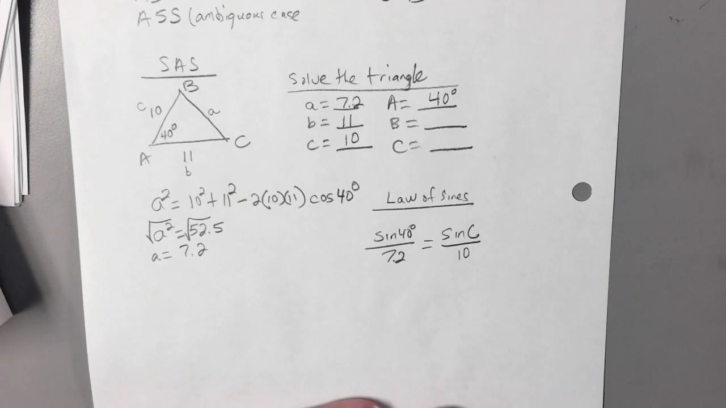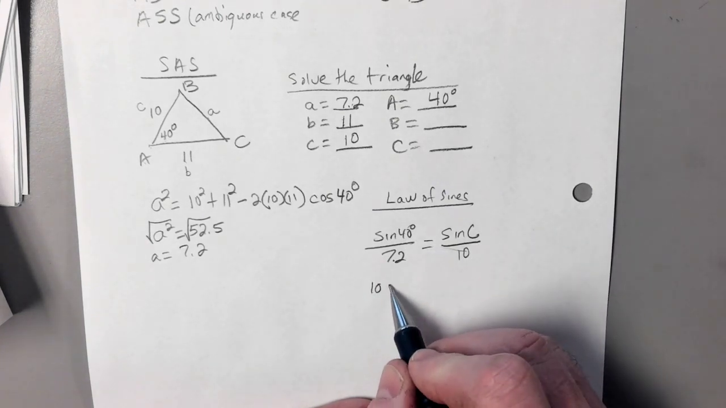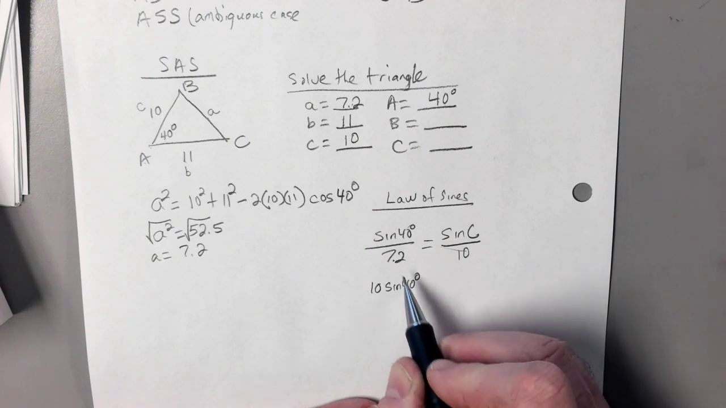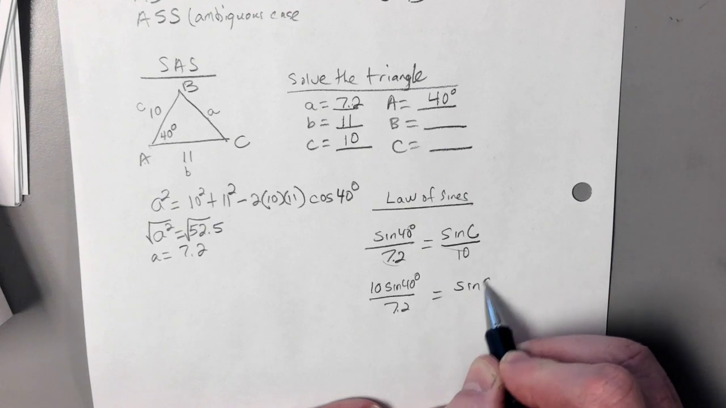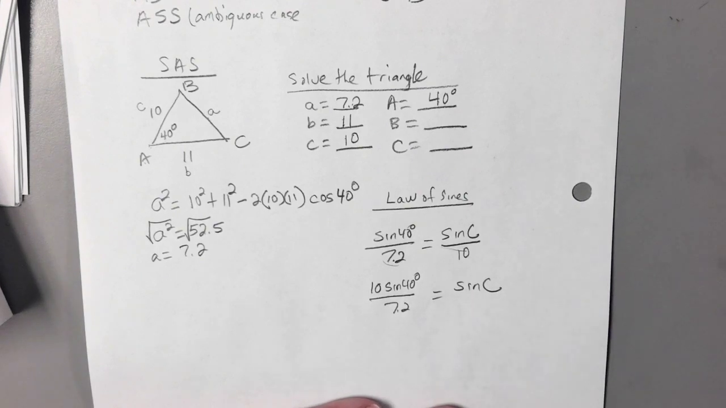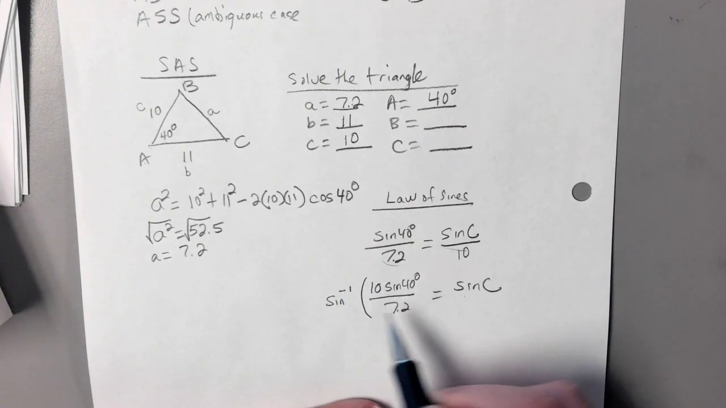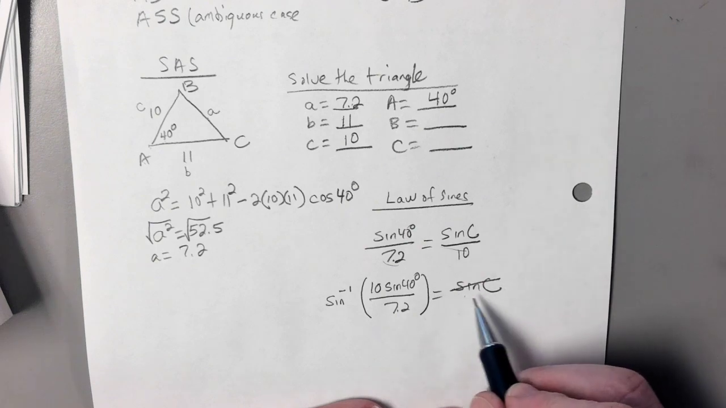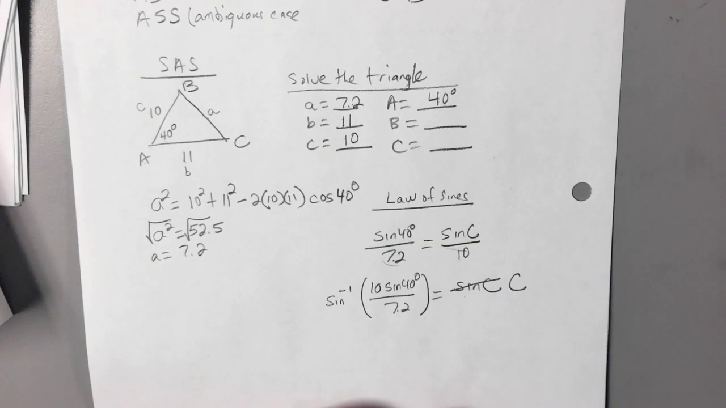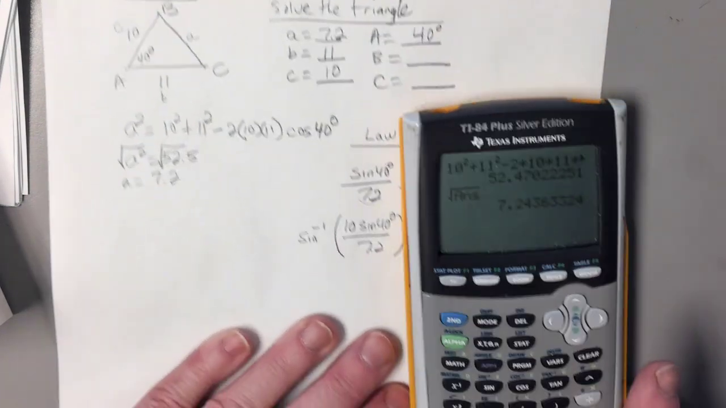And now we want to solve that proportion. This is just like we did when we did the law of sines. I'm going to multiply these two together, 10 times the sine of 40, and divide it by 7.2, and that's what has to equal the sine of angle C. Now to get rid of this sine, we take the inverse sine of that. And that gets rid of this, and it just becomes angle C. Put that in your calculator. So now I'm going to enter that in my calculator.